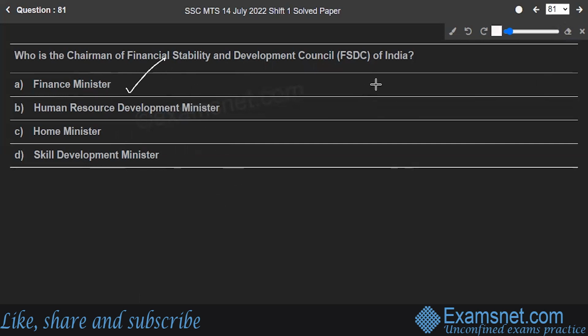FSDC, the Financial Stability and Development Council, is an apex-level body constituted by the Government of India. Subsequently, in 2010, the Finance Minister of India, Pranab Mukherjee, decided to set up an independent body dealing with macro-prudential and financial regulation in the whole financial sector of India. So, option A, Finance Minister, is the correct answer to the question.